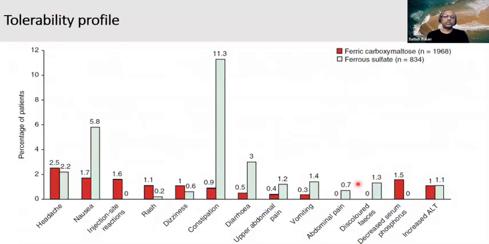What about tolerability? If you see the reactions due to infusion, headache, then injection site reactions, etc., they are slightly more with FCM. But if you look at the other GI side effects, nausea, constipation, diarrhea, abdominal pain, vomiting, that's all much more with the oral preparations. In fact, for constipation there is no comparison, 11% with ferrous sulfate, whereas almost nil with FCM. So definitely, if you look at the side effect profile, it's much better for FCM compared to oral iron.